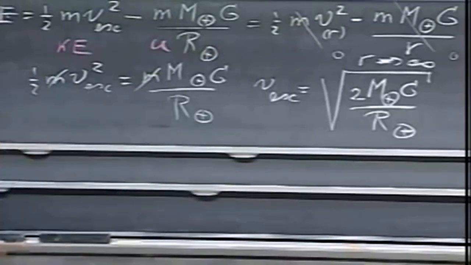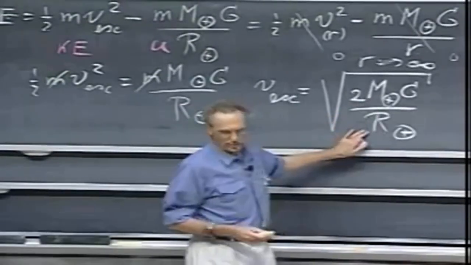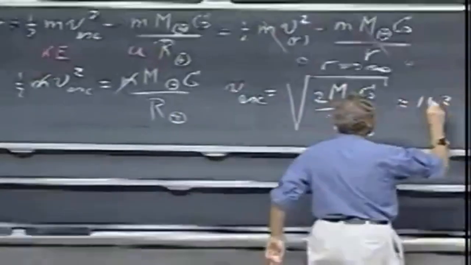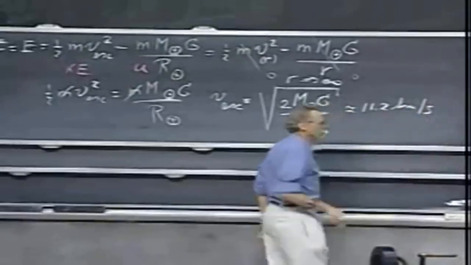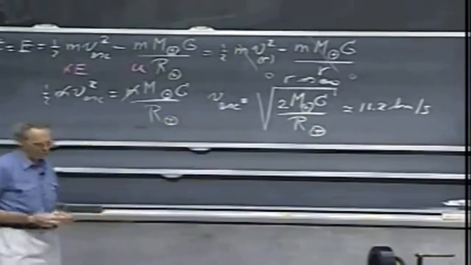If you substitute in here the mass of the Earth and the radius of the Earth, then you will find that this is about 11.2 kilometers per second. That is the escape velocity that you need. It's about 25,000 miles per hour. Again, we assume that there is no air that could interfere with you.